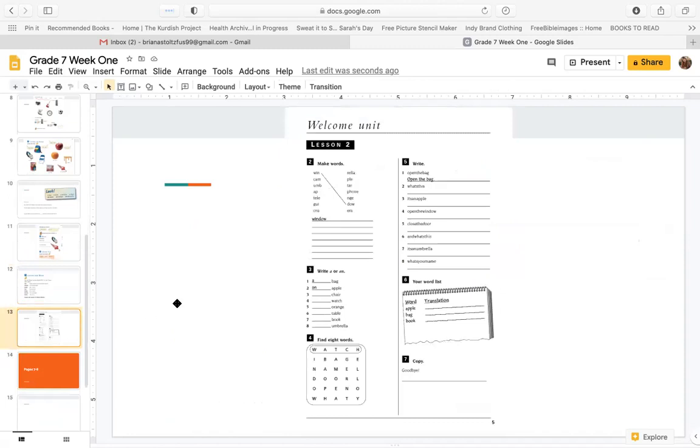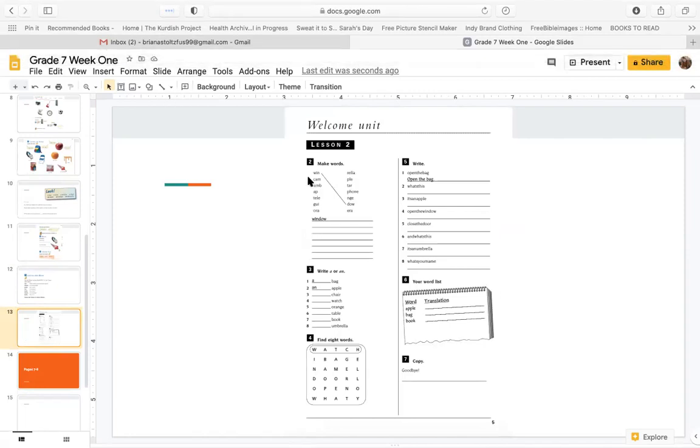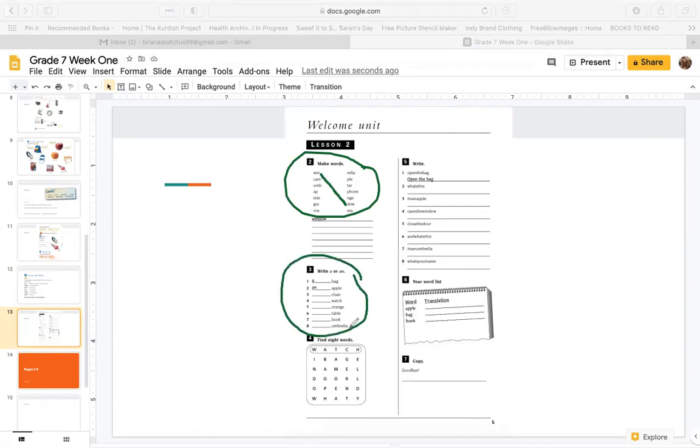For your homework for this video, please complete page 5 in your activity book. First, you will make words and write them below. Window, window. Just do your best. Next, you will write a or an for these items. Remember, if it starts with a vowel, use an. Next, find 8 words from this word search.